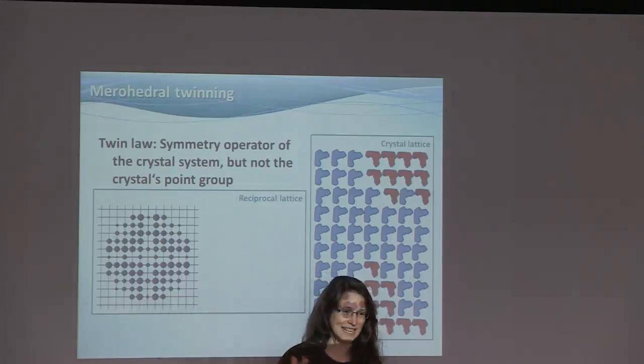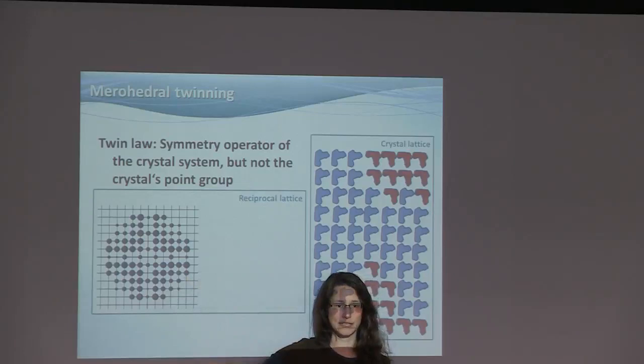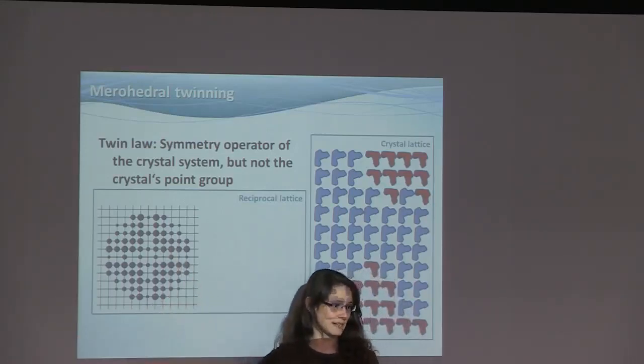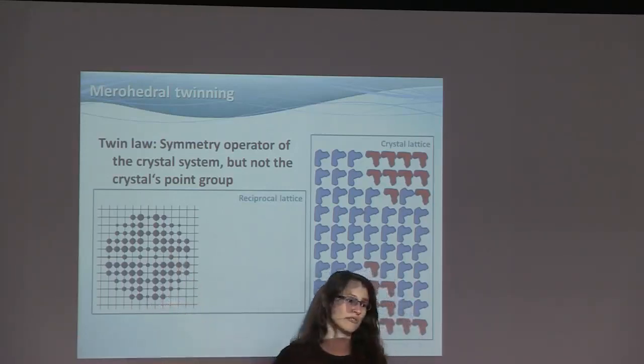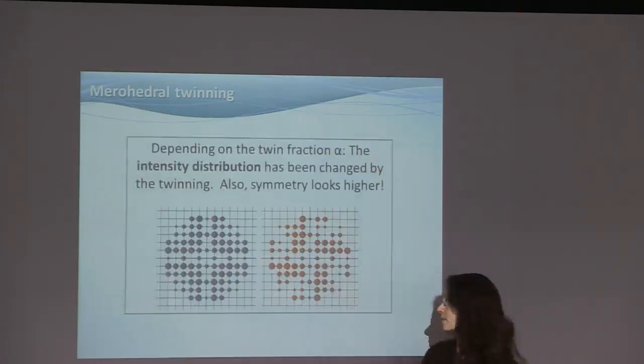Also, the intensity distribution has changed because every reflection, every point here is now the sum of two intensities. And since the intensity distribution has a certain shape and the sum of two intensity distributions has another shape, we can exploit this to identify these twins. Because clearly, there are no split reflections here whatsoever. The two lattices overlap exactly. And that's a typical sign for a merohedral twin.